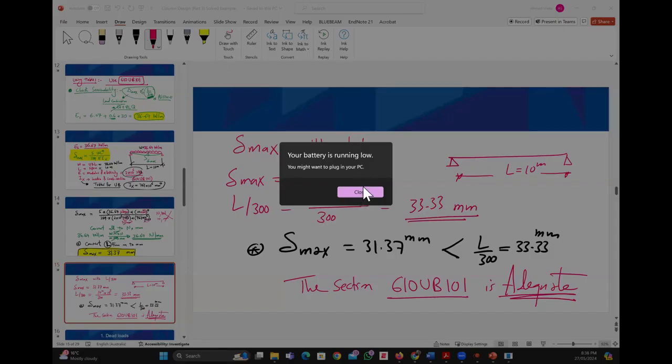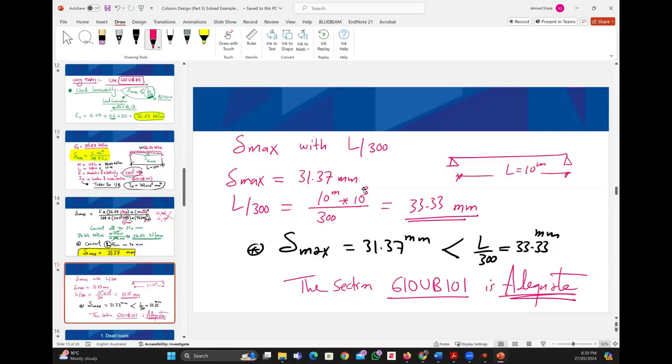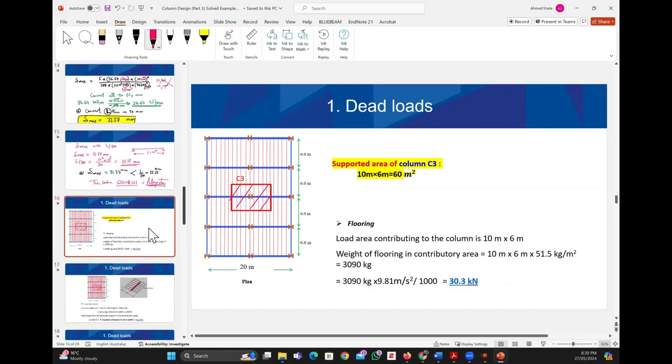If we continue, the next step after the beam design is the column design. For the column design, because this example is already for a column, I will just go through what is there, okay?